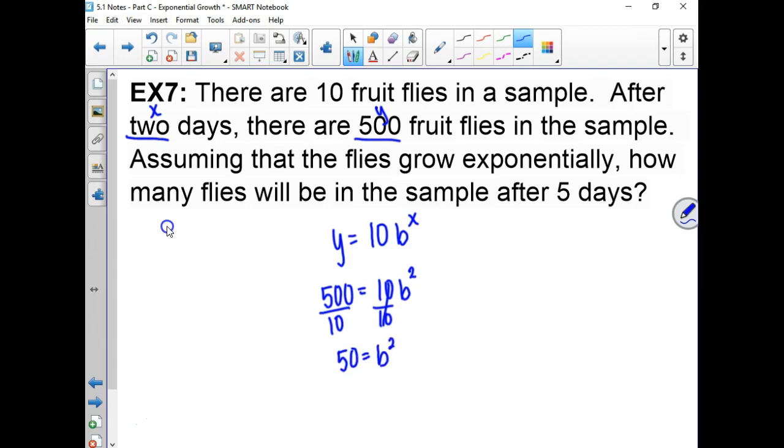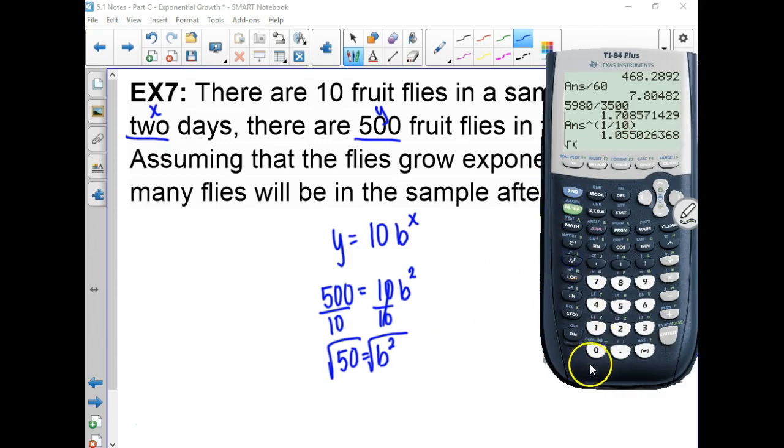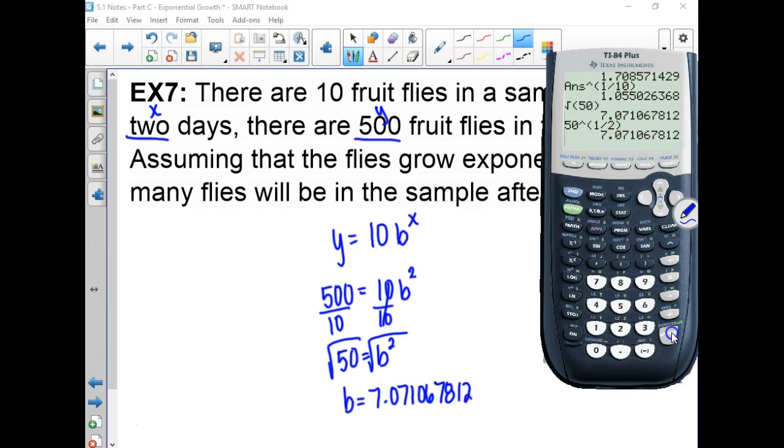Now, we need to solve this here, so when we've got that b squared, I'm going to take the square root of both sides. Or you can think of this as the 1/2 power if you would rather think of it like that, so that it goes along with the other two problems we've done like this. So in my calculator, I'm either going to do the square root of 50, or I could do 50 to the 1/2 power here, and either way, I get that my b is 7.0710678112. Keep that entire decimal, because if you don't, exponential growth, if you're off just a little bit, your error will increase exponentially as well, and you'll be off by a lot.